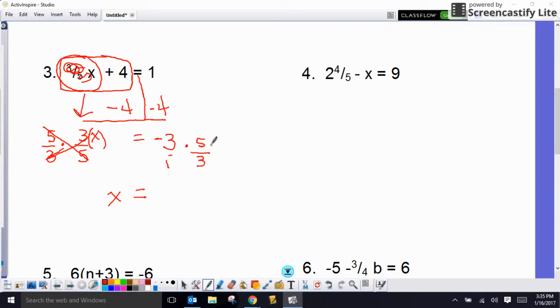And -3 times 5 is -15. And 1 times 3 is 3. And -15 divided by 3 is -5.